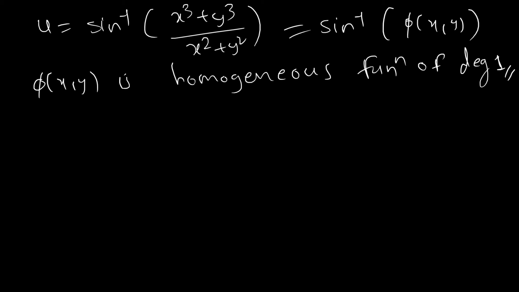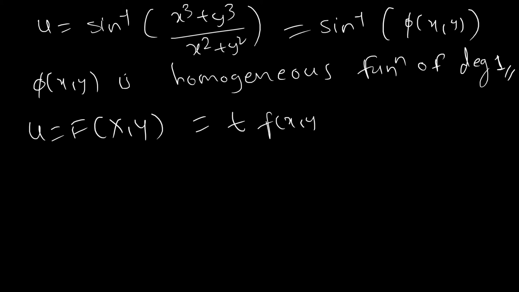Why? Because you cannot write this u in the form equals t times f of xy, right? Because the term t here, we cannot take it outside of this sine inverse. So even though phi of xy is homogeneous, u is not homogeneous.